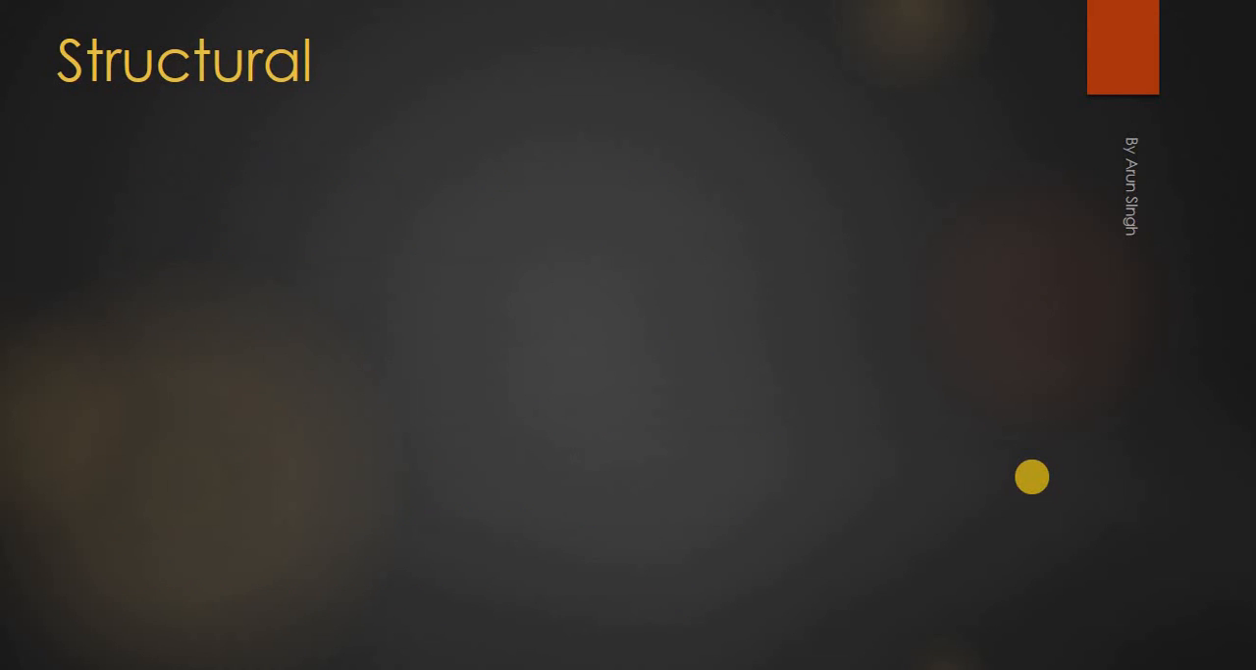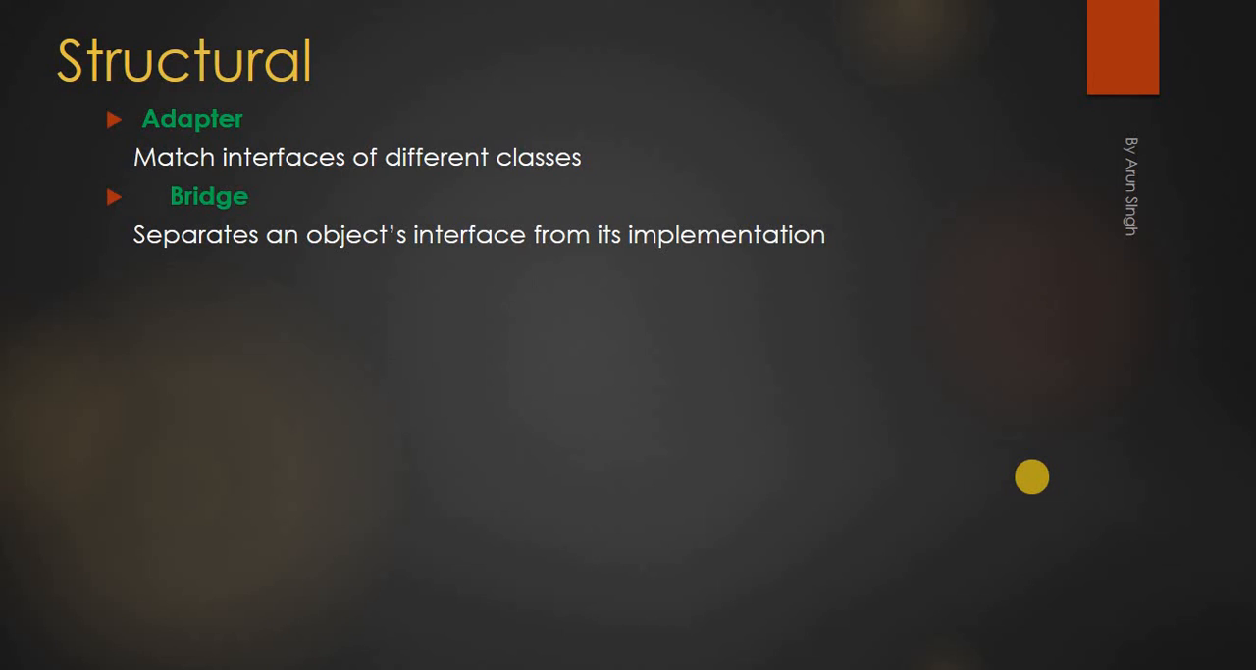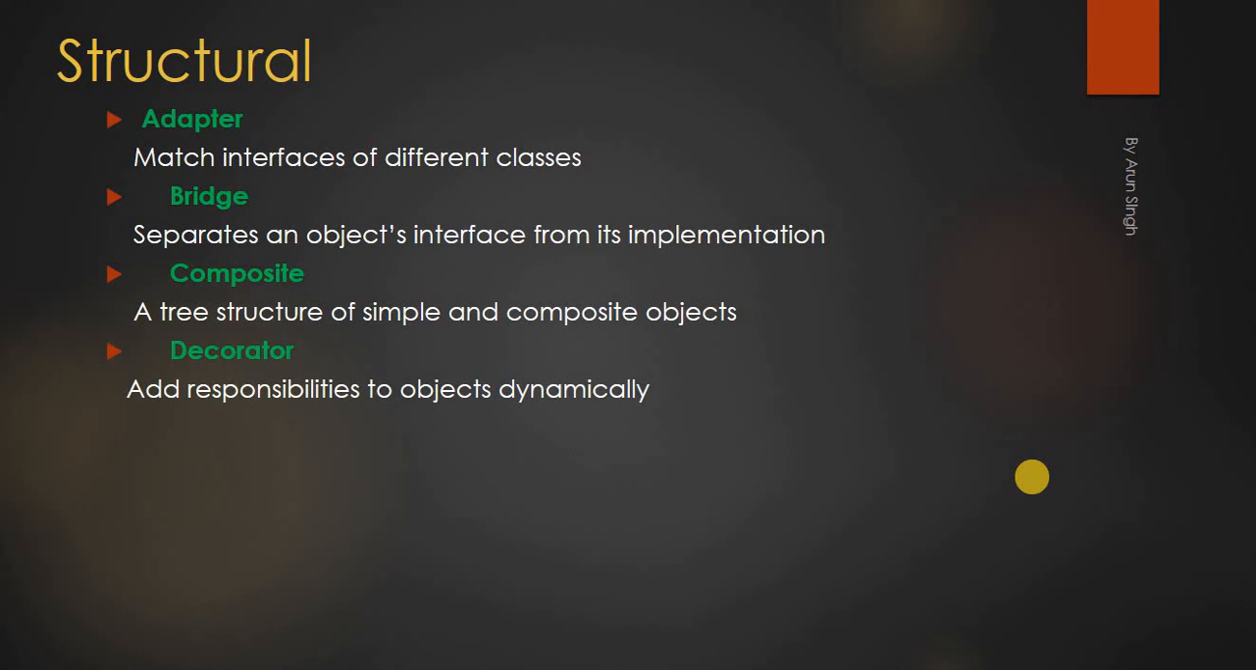Let's talk about structural design patterns. You already have one input and you have a requirement of another input or output. So what I do, I transform my input and output using an adapter design pattern, which matches interfaces of different classes. Bridge separates an object interface from its implementation. Composite, a tree structure of simple and composite objects. Decorator, add responsibilities to objects dynamically.